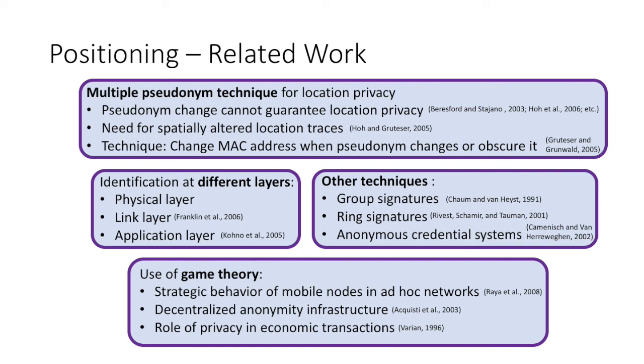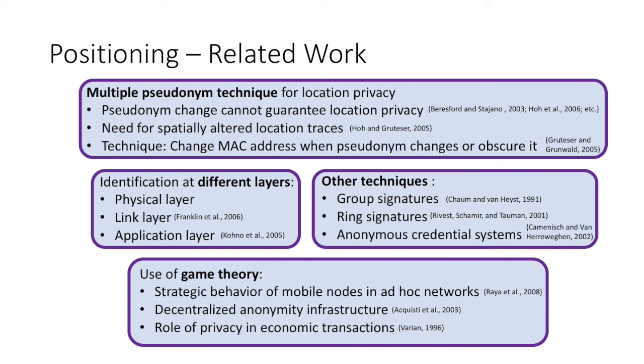Other papers state techniques different than the multiple pseudonym technique for location privacy. These techniques are, for example, group signatures, as shown by Chaum and Van Heyst in the 1991 article, ring signatures, as explained in the Rivest, Shamir and Tauman paper of 2001, and anonymous credential systems, as explained by Camenisch and Van Herreweghen in the article of 2002. Also, different drawbacks of these techniques are named.